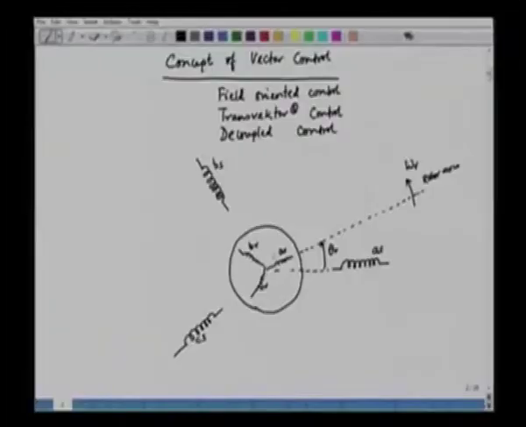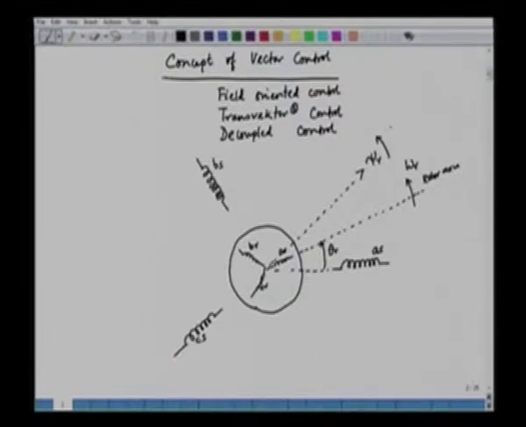We analyze the machine from a synchronously rotating reference frame, and the reference frame is so chosen that the reference frame is attached to the rotor flux vector. That is extremely important, that we are talking about a reference frame which is attached with the rotor flux vector. So we can say, for example, this is the rotor flux vector, and this we can say to be psi r, which is also rotating.